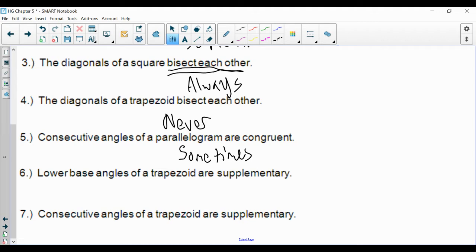And then lower base angles of a trapezoid are supplementary. This would be never. They are congruent, and you could try to draw it. If they're congruent and they're supplementary, that only happens if they're right angles. And you can't draw a trapezoid with right angles as the base angles because the top angles would also be right, which means you have a rectangle. So it's not possible to do that.